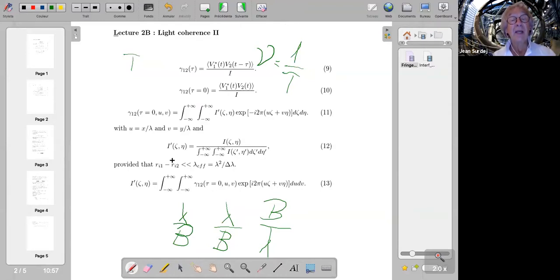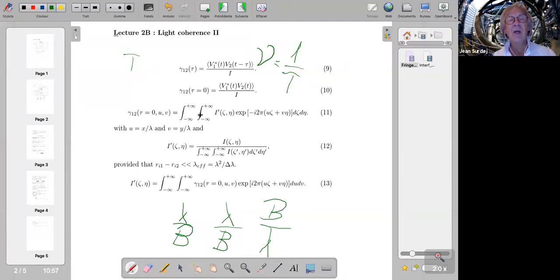And so you see what you obtain here by taking the Fourier transform of the distribution of the normalized specific intensity over the source is a complex degree of mutual coherence as a function of these two angular space frequencies. So two space frequencies.